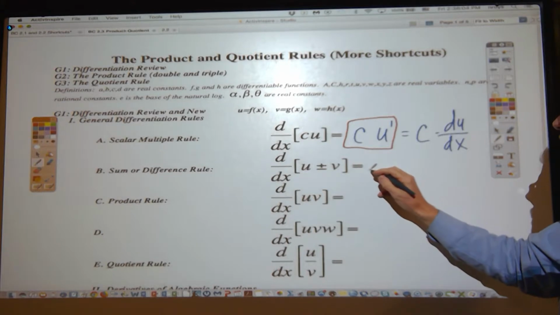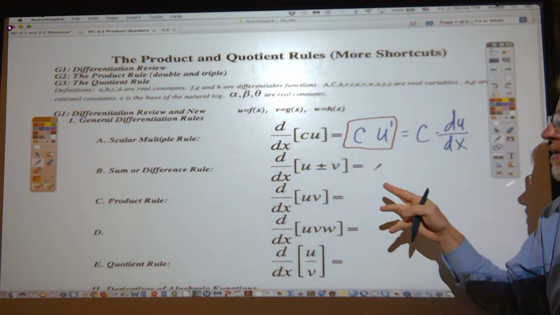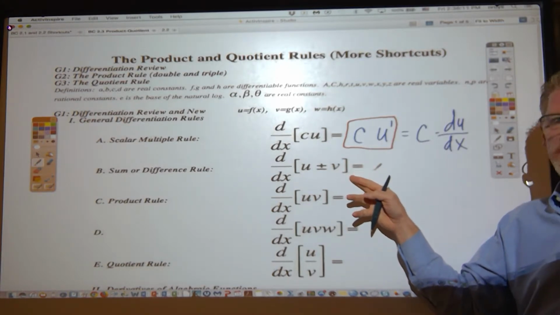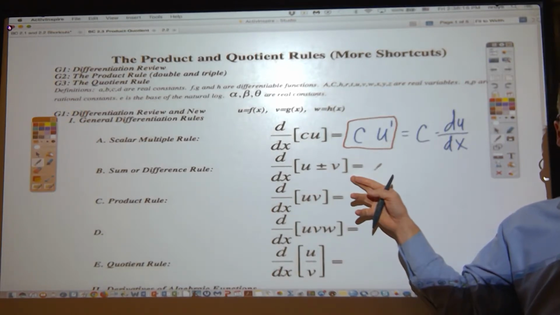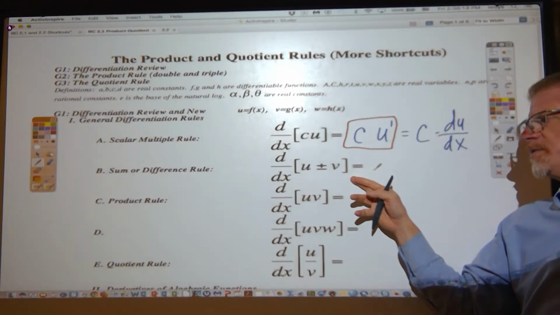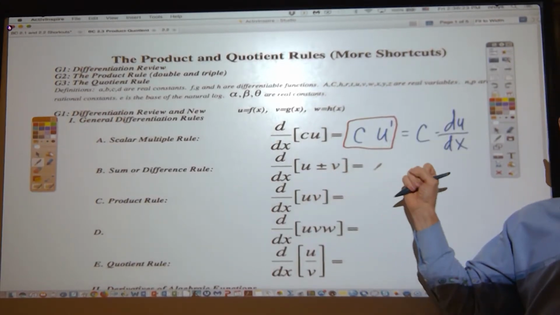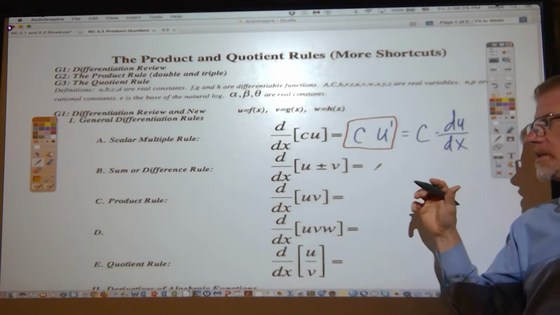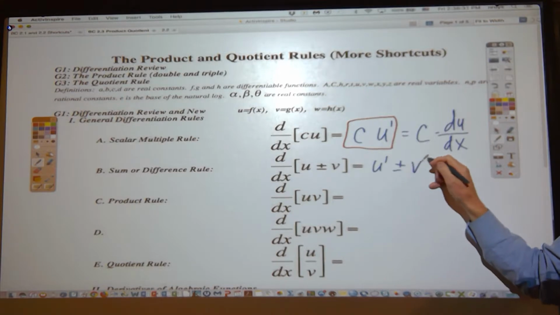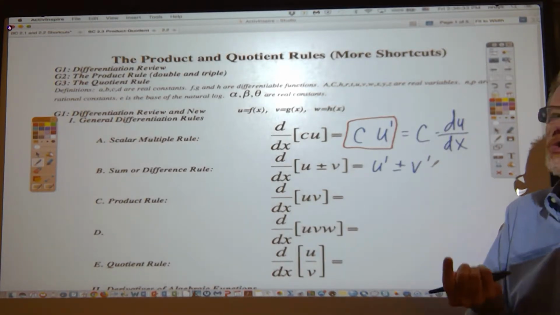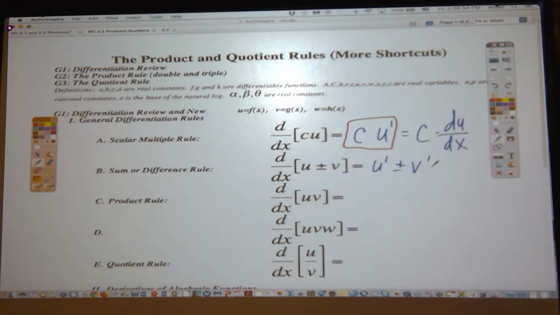Just write, well, you tell me what to write. What do you think the most streamlined version of the answer to the sum or difference rule is? Volunteer on this one. What's the derivative of u plus or minus v? All right, Elijah, do you want to try that? U prime plus or minus v prime. That's it. Instead of taking all the time to write du dx plus or minus dv dx, just write u prime plus or minus v prime.